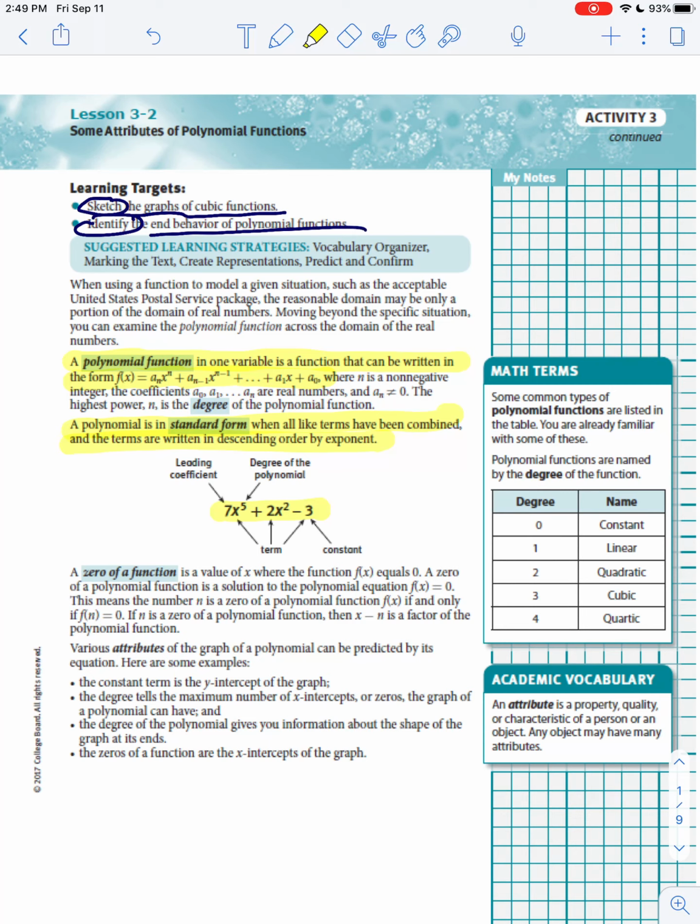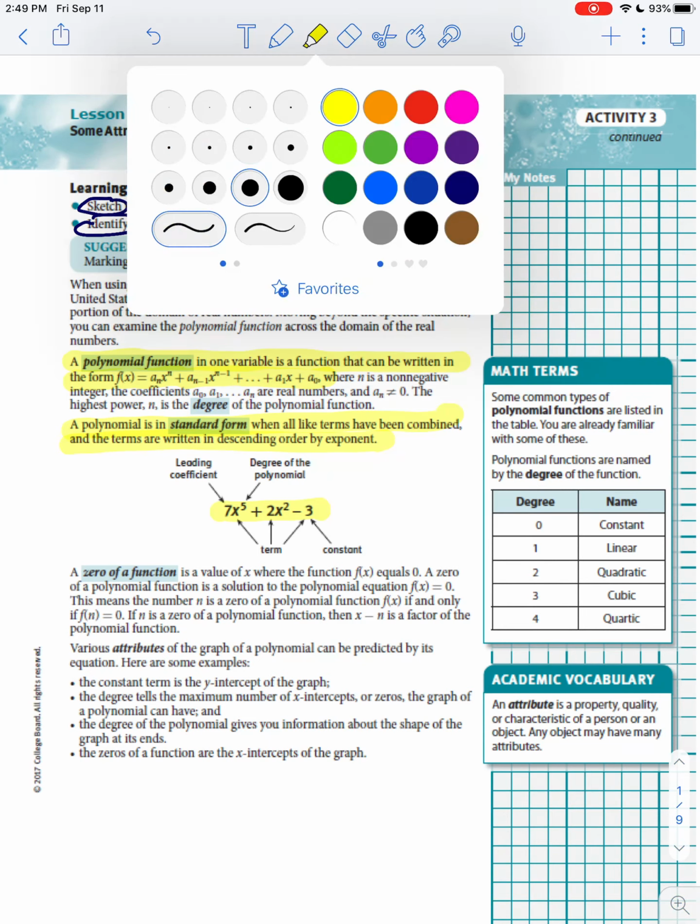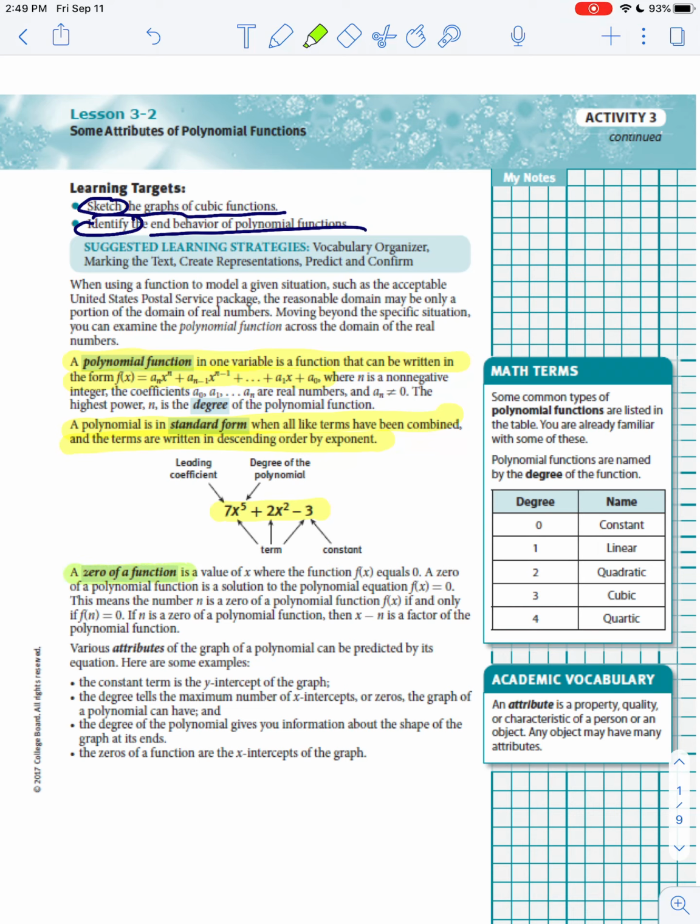We're also going to talk in this lesson about zeros of a function. And zeros are basically like the solutions to the function. But we're going to see it graphically today. And a zero is actually going to be where the graph crosses the x-axis. So it will be anywhere that the polynomial f of x equals 0.